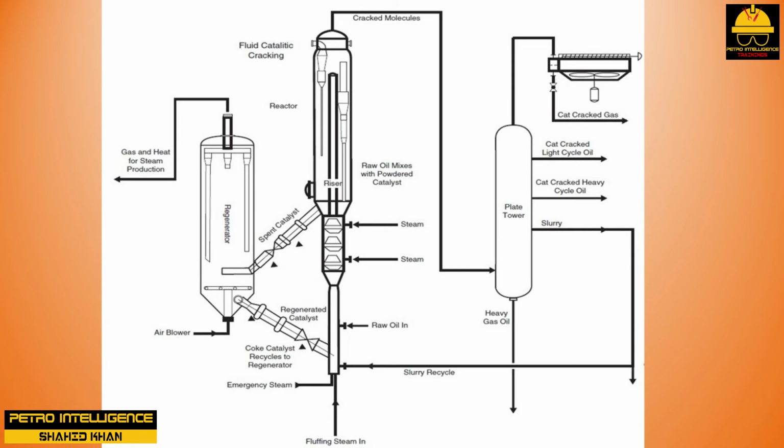In the fractionation tower, the light gas oil is separated into 5 cuts: catalytic cracked gas, catalytic cracked naphtha, catalytic cracked heating oil, light gas oil, and residue.